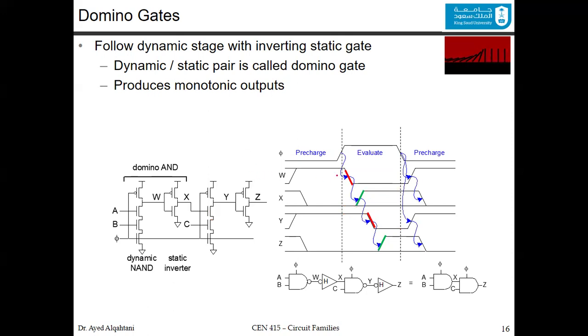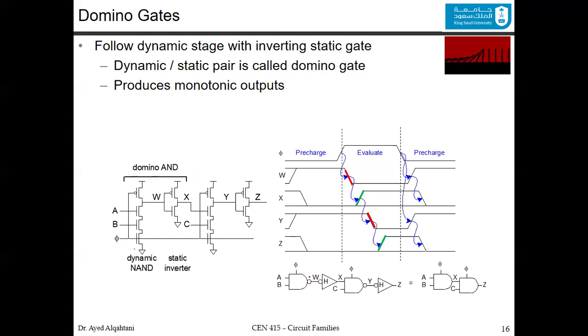Whatever the W or the Y have trouble, the inverter will fix them. And we don't have this terrible problem anymore. So again, the domino is denoted like this. You could draw the whole thing. And you call this now a domino AND: dynamic NAND followed by static inverter equals a domino AND circuit.